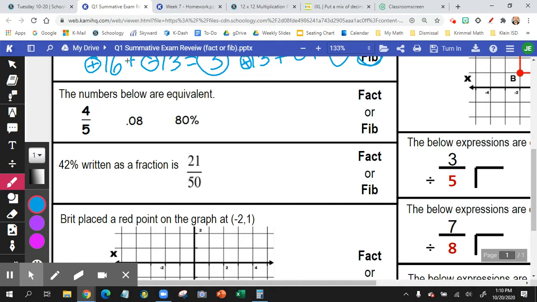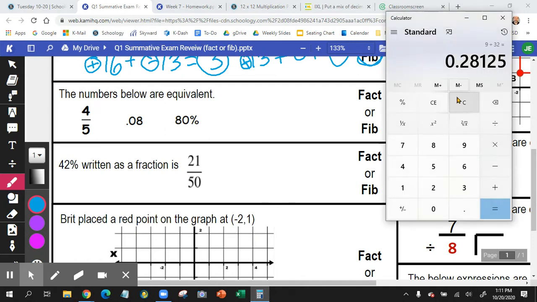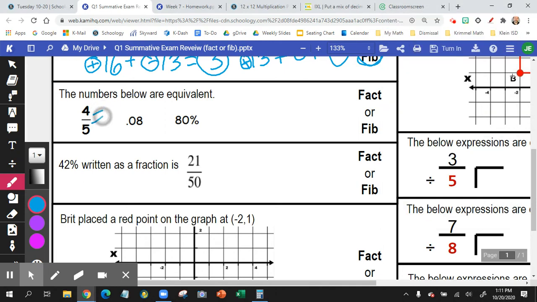So the numbers below are equivalent. So if we check our fraction, 4 divided by 5, 4 fifths, 4 divided by 5 is going to be 0.8, 0.8, and then we have 0.08. Then we need 80%. So convert our decimals to a percent. 1, 2, that's 80%. And then we have 8 hundredths, which is 1, 2, 8%. We have 80%, 80%, and then here we have 8%.